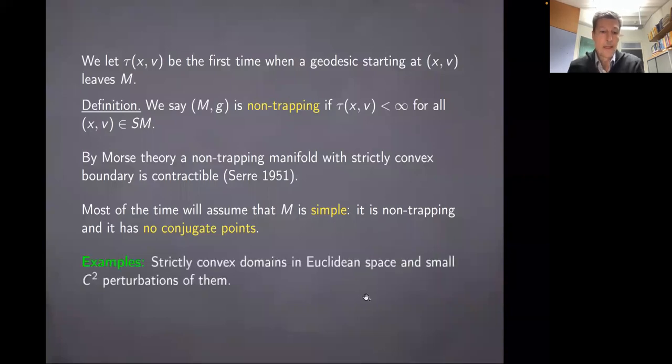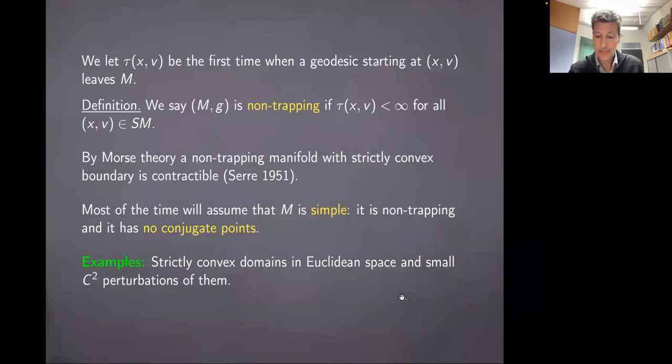And if the geometric background is something that you're not comfortable with, here is a very simple collection of examples. The simple condition is a good condition because it's C2 open in the metric. Namely, if you have an example and you make a C2 perturbation, it remains simple. So you can just begin with your favorite strictly convex domain in Rn, and then you make little bumps on your metric, and that will also remain simple.